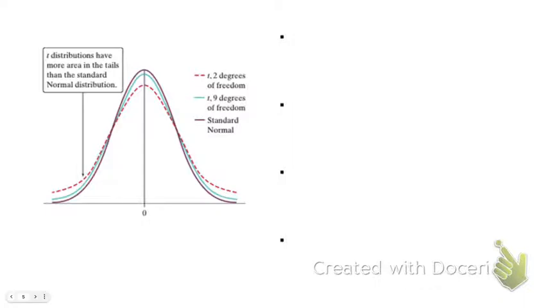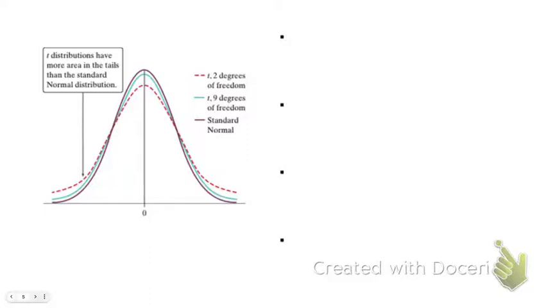T9, 9 degrees of freedom. What's the sample size? 10. So I'm increasing my sample size by just 7 people. And notice that my area in the tails is already decreasing by quite a bit. I'm already getting close to the standard normal curve pretty quickly. It doesn't take long for your degrees of freedom and sample size to get close to the standard normal curve. Good news: the t distribution will never pass the standard normal curve. The standard normal curve is like a boundary that it will not pass. It will get so close that it will be hard to tell the difference.